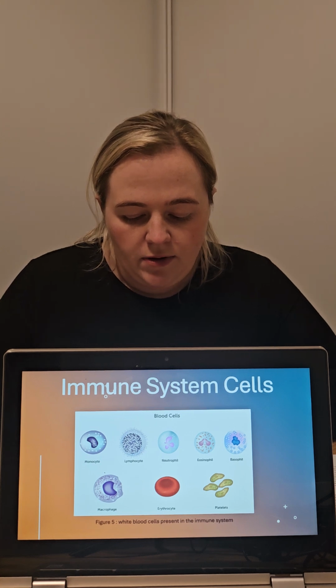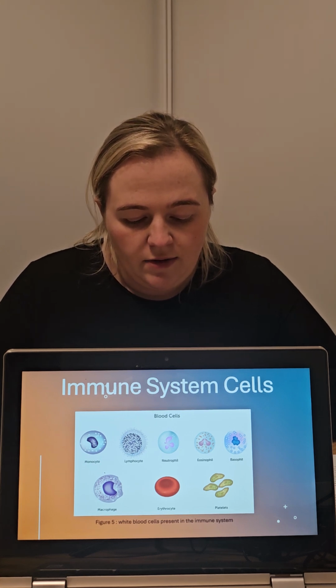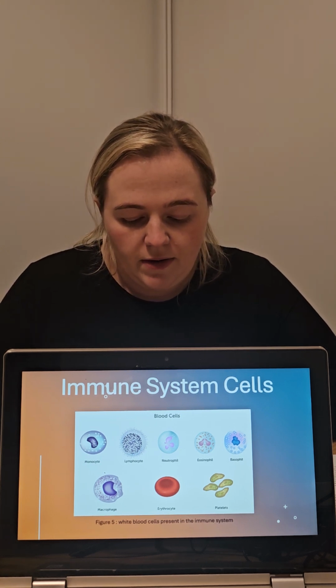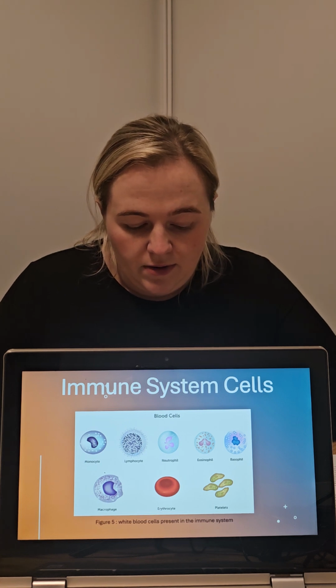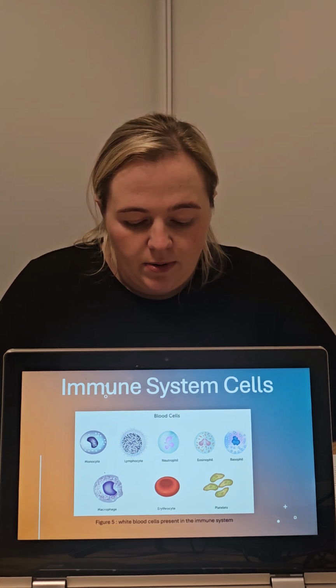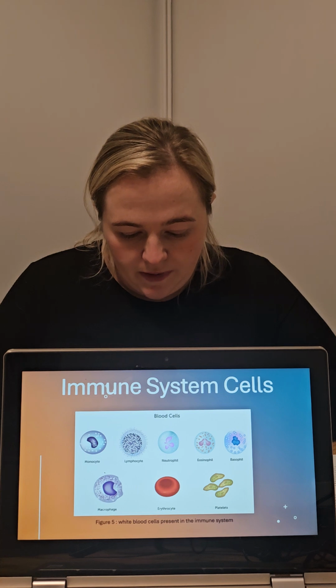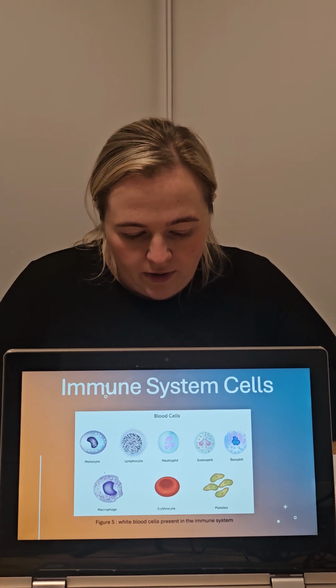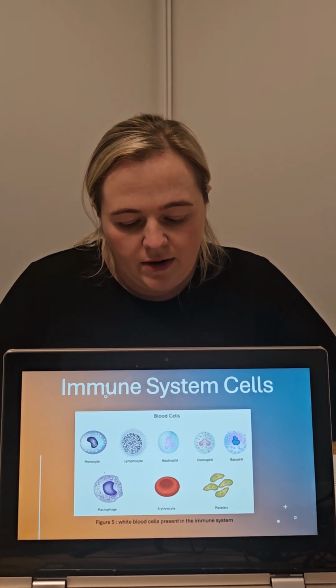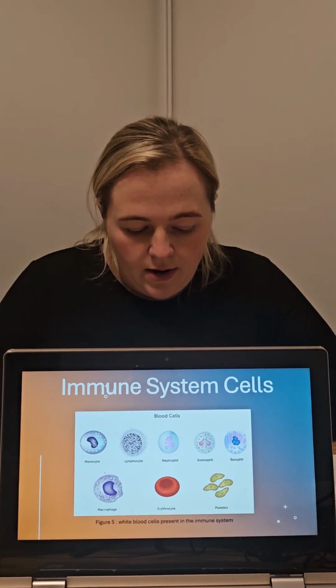Our innate immune system is made up of leukocytes, otherwise known as white blood cells, that are present in the immune system. There are 5 types that play a role in attacking an antigen. Neutrophils are the first at the scene, attacking and breaking down the antigen. These are the most common of the 5 types of white cell.